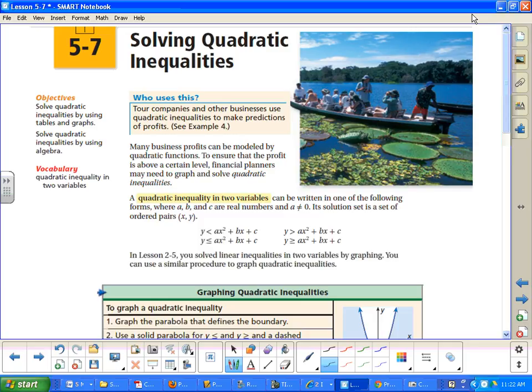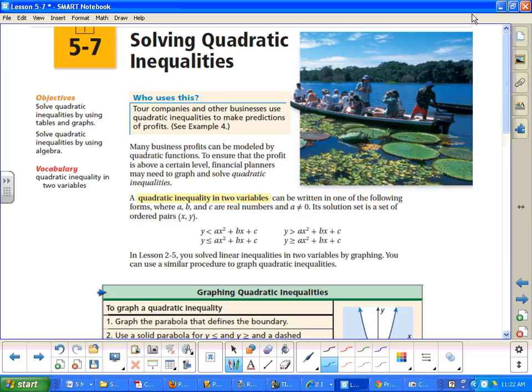Okay, so what we're going to do is we've done inequalities before, right? And we've graphed y is less than x plus 3. And we've used more than one. We've had y is less than x plus 3 and y is greater than 2x minus 5. Okay? And when we graphed them, what did we end up doing?